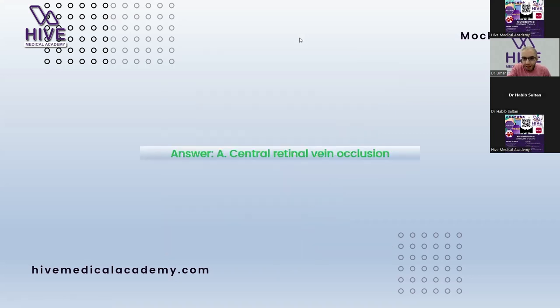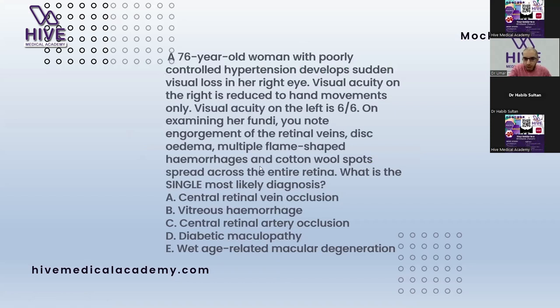So the correct answer is, in fact, A, central retinal vein occlusion. Now, how are you going to know the difference between central retinal vein occlusion and the other conditions mentioned, such as central retinal artery occlusion? Well, obviously, if you've done your revision and completed the tutorials, you will know that retinal vein occlusion has a presentation as described in this question. Retinal artery occlusion presents differently, with different features on the retina. Diabetic maculopathy obviously is completely different.